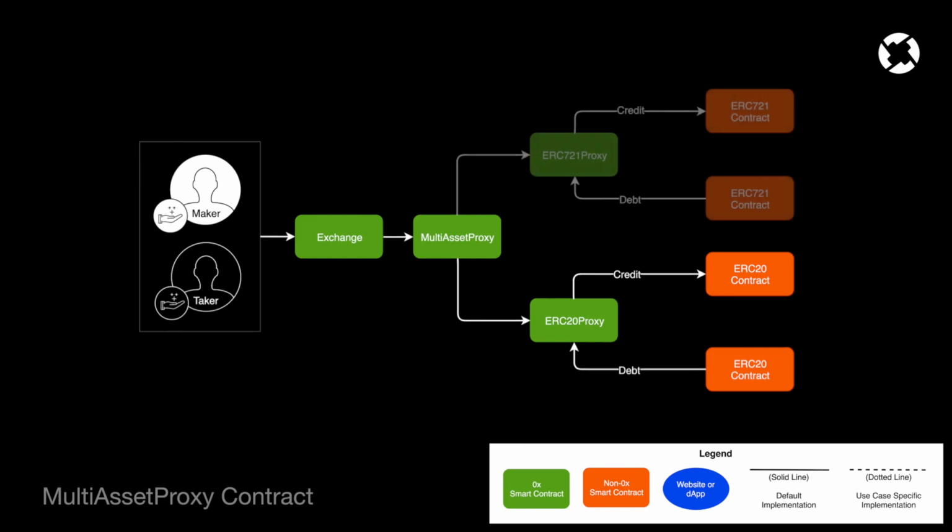Then the multi-asset proxy will call into the ERC-721 proxy and do the same. We'll debit one of the trader's accounts for that token and then credit the other trader's account. And you can batch together any arbitrary number of any asset type supported within the protocol in a single trade.